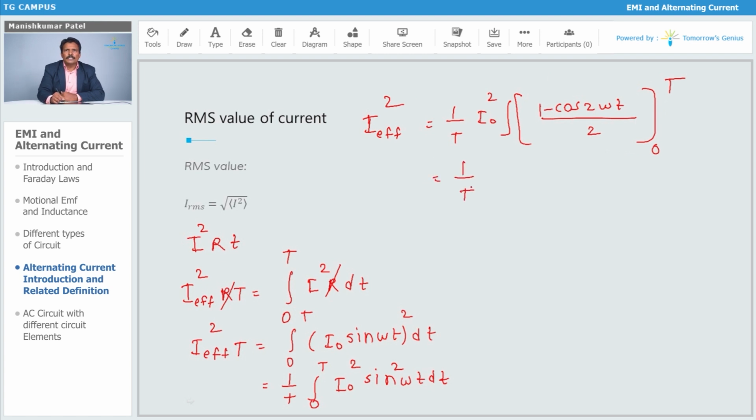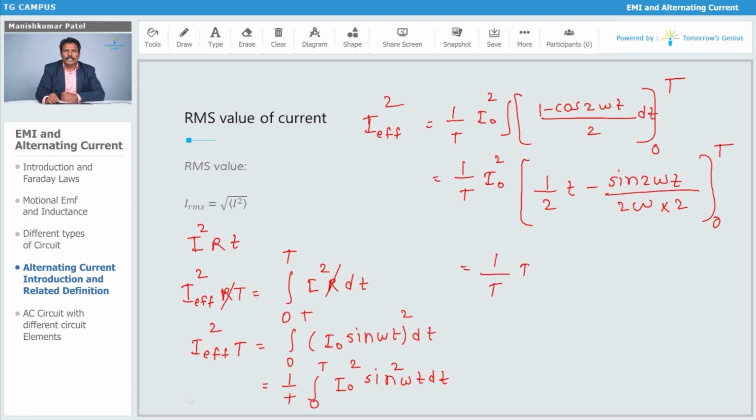Simplifying further: 1 upon T, I naught square, and if we take the integration, the integral with respect to dt gives t, so this is half of t, and for the cos term the integration is sine, so this is sine 2 omega t upon 2 omega, with limits of integration from 0 to T. So 1 upon T, I naught square, 1 half, upper limit minus lower limit; put down all those values and simplify the things.